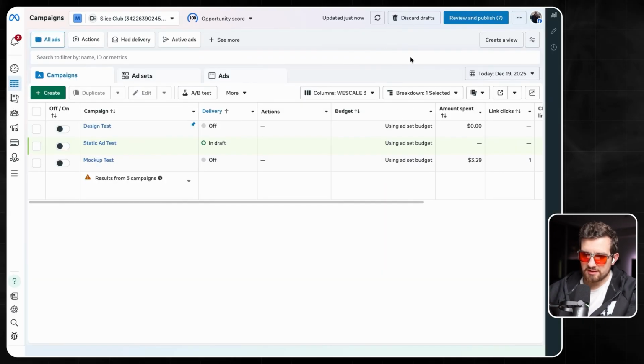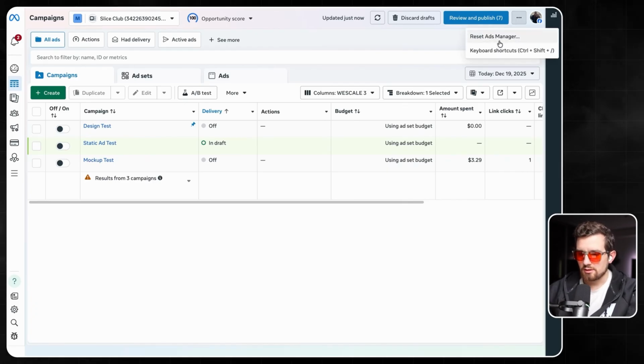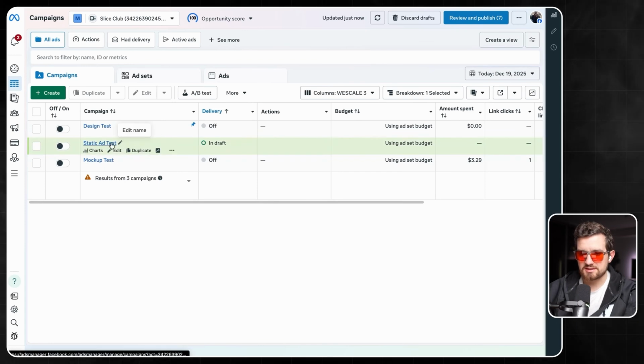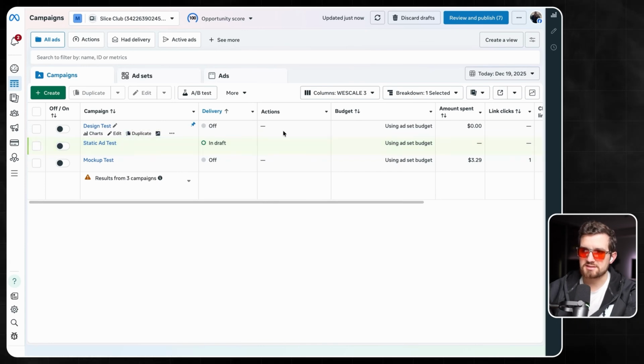And if your ad account ever really glitches, you can do this. This is like when you're really pissed off at your laptop and you just jam down the power button. That's like doing that to your whole ad account. So I've only had to use it like once in the past couple years. Like if something gets really stuck and it keeps saying review and publish, but there's nothing to publish, that kind of thing. But that rarely happens. So we now have our static ad test set up, 5 ads in the ad set.